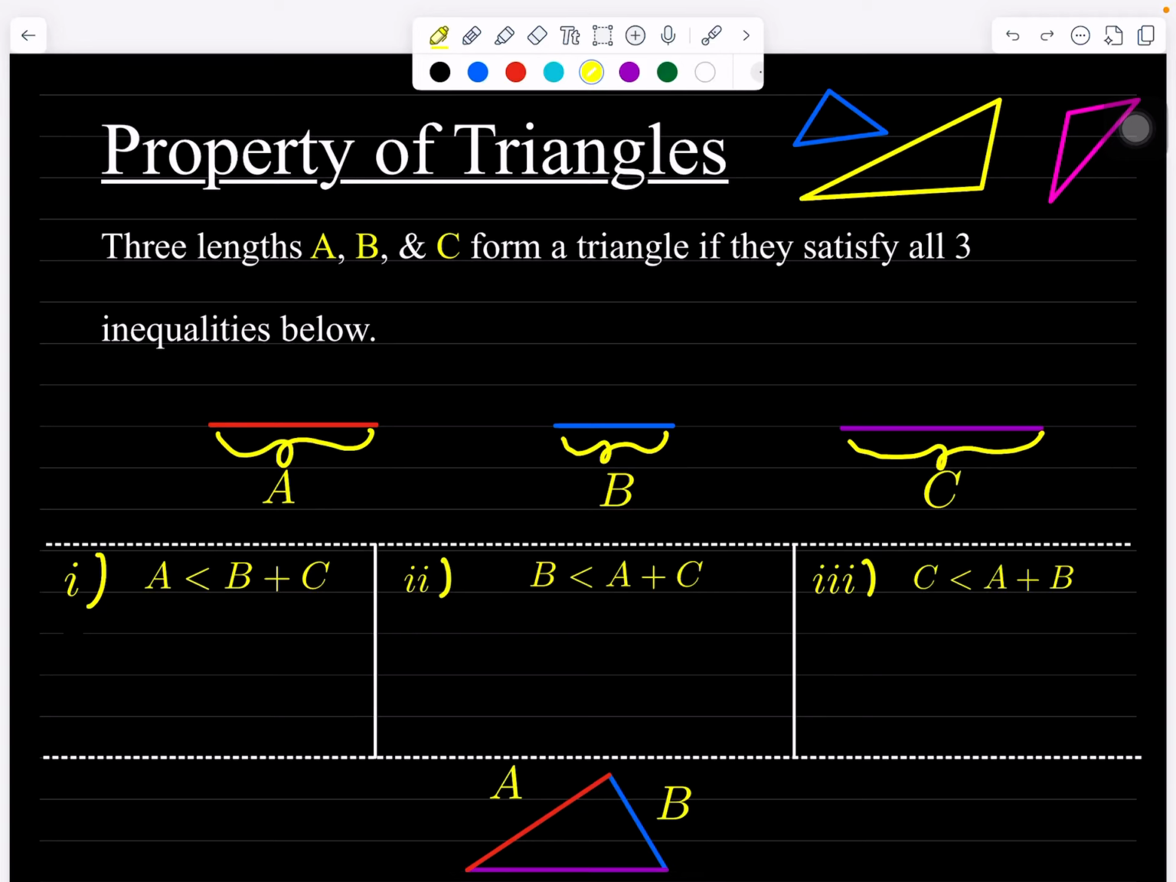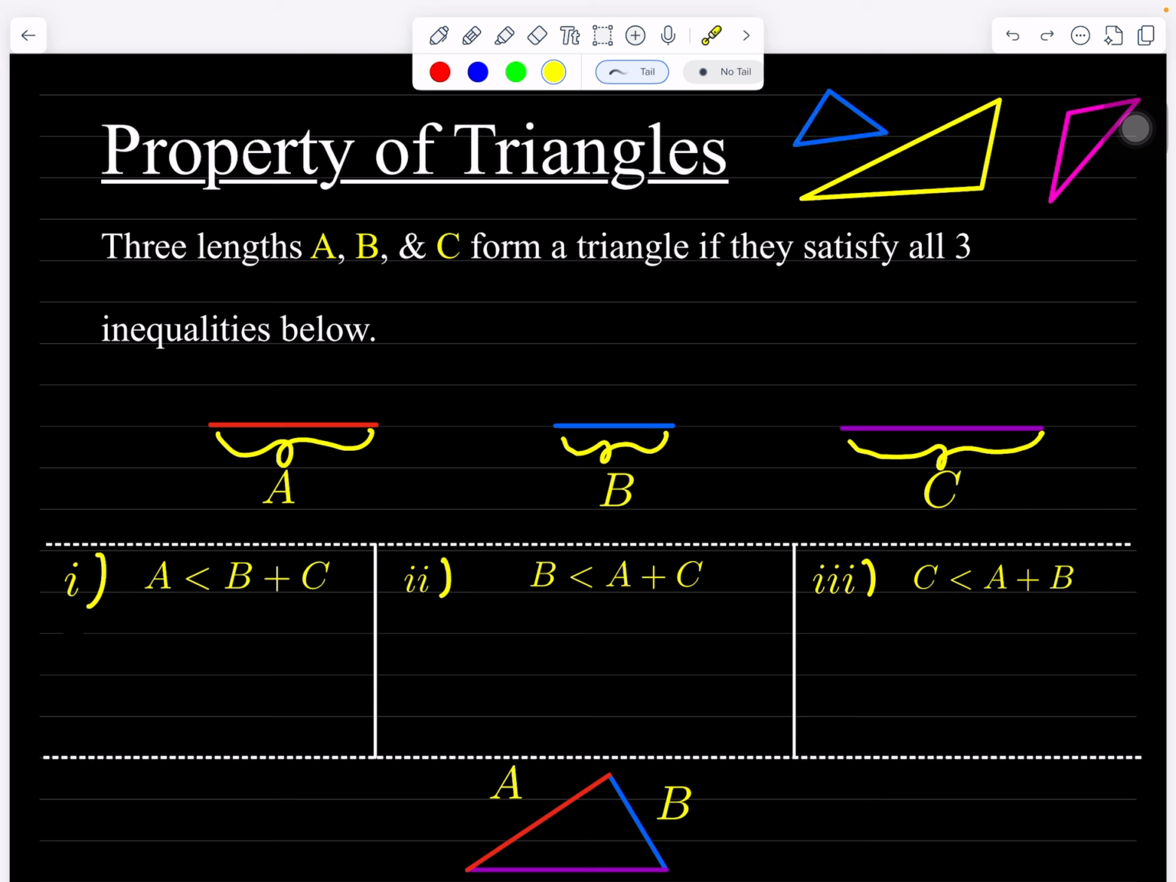Good afternoon. I would like to welcome you to a preview for our next geometry class. In geometry, we will be dealing with a lot of triangles, so I want to make sure that we are able to distinguish between what makes a triangle and what does not make a triangle. And we could do this by comparing the side lengths of any given triangle.